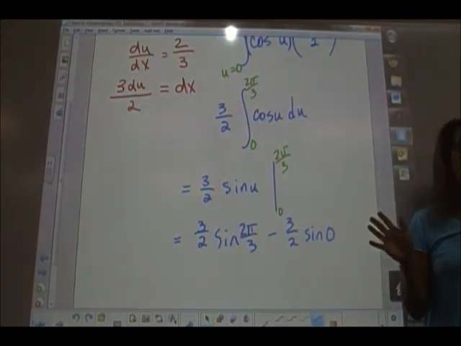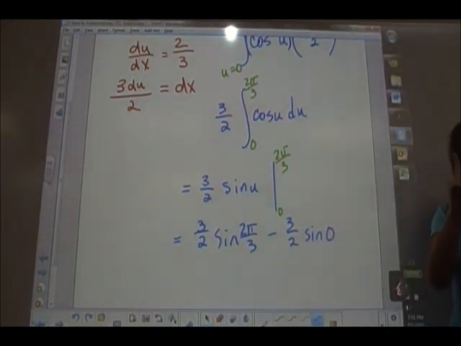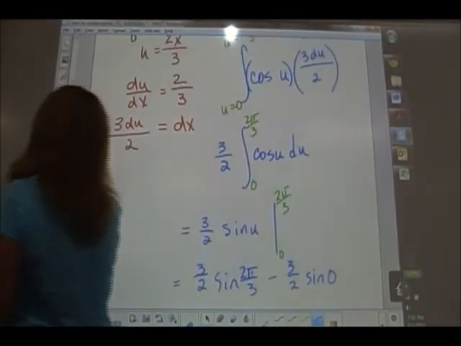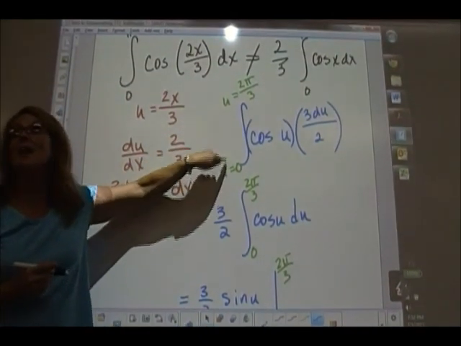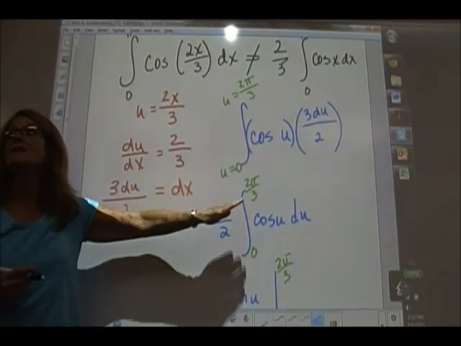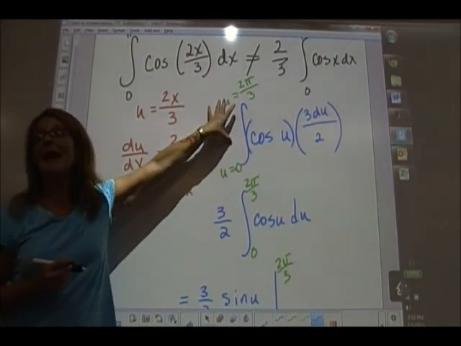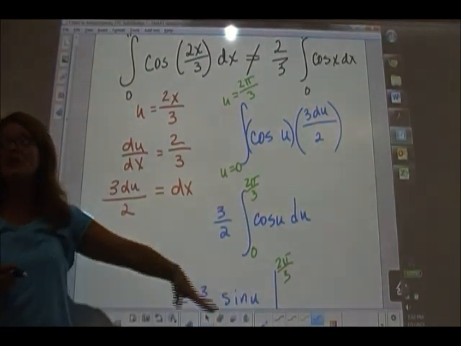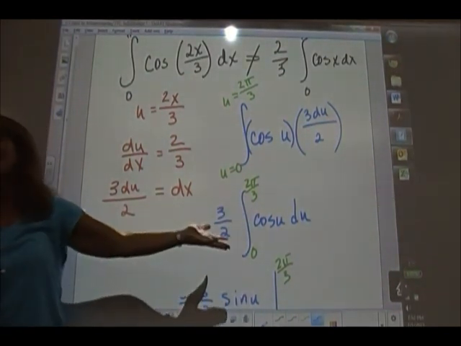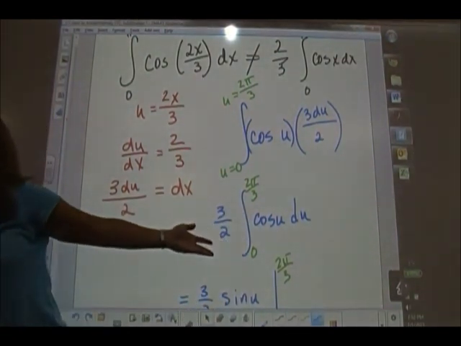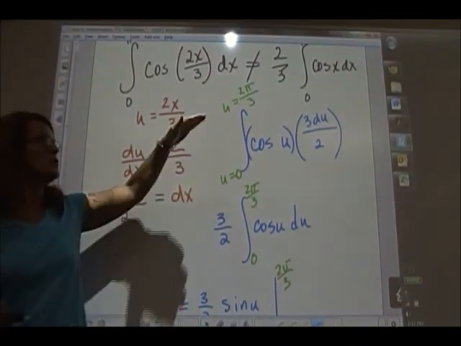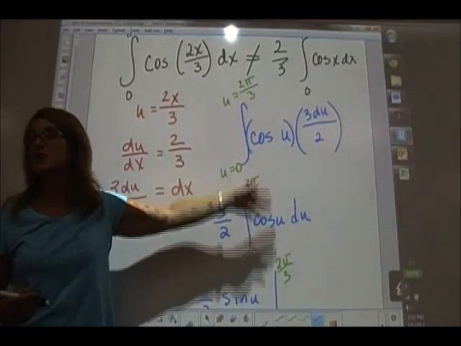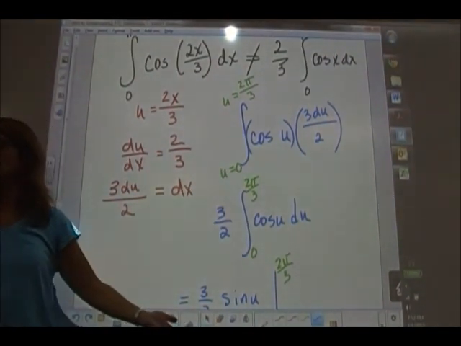That's perfectly fine. But warning, if you choose not to change your numerical boundaries to u boundaries, then you must leave these blank while you're integrating. You see what I mean? You got to leave these blank for a while until you substitute the 2x over 3 back into your antiderivative in order to use the fundamental theorem of calculus. It makes no sense to use 0 and pi in the midst of trying to calculate with u's.